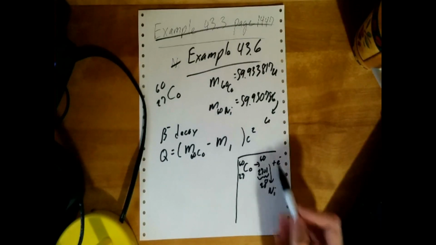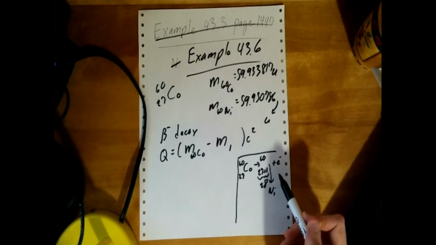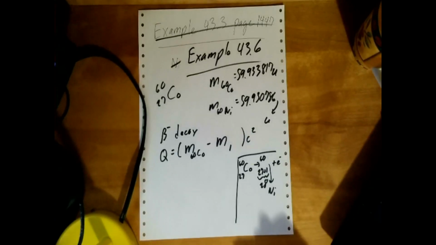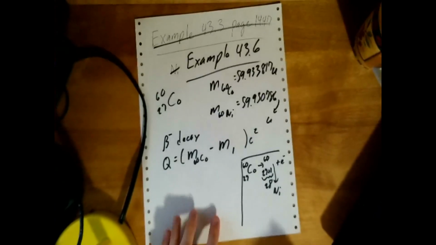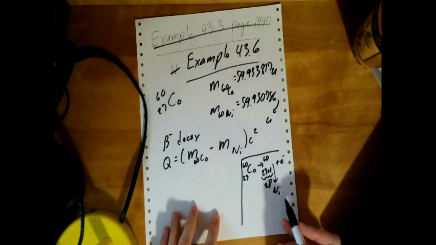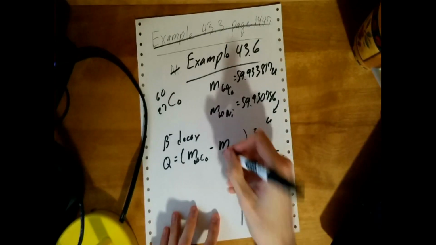Sometimes some numbers will only be tasked with finding the product. Sometimes, like we have to do here, in addition to this, we'll find the energy. So now I can write, without cheating, that what I'll have in the end is nickel 60.